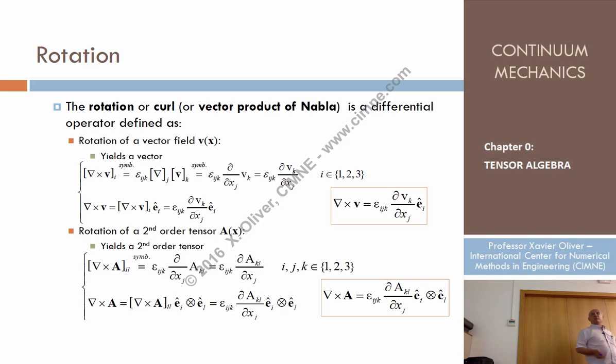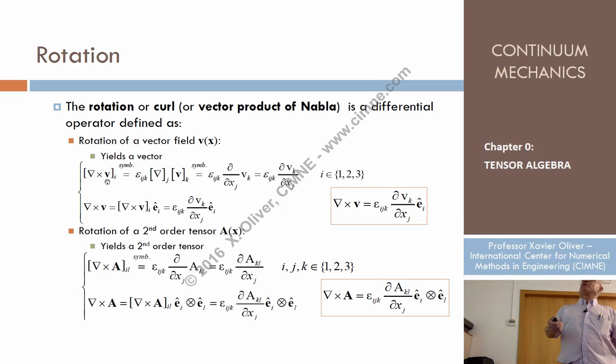So let's define the rotational of a vector field. Again, it doesn't make sense for scalars. The rotation of a vector field is just the vector product, the cross product, of nabla times the vector. Okay? That's the definition. Okay, so let's do it.